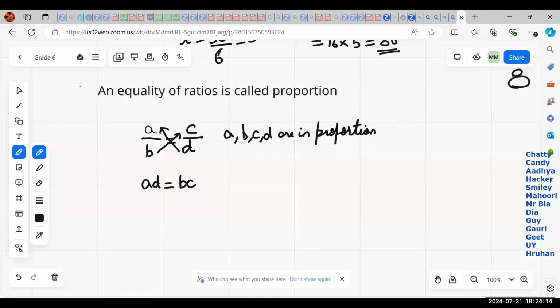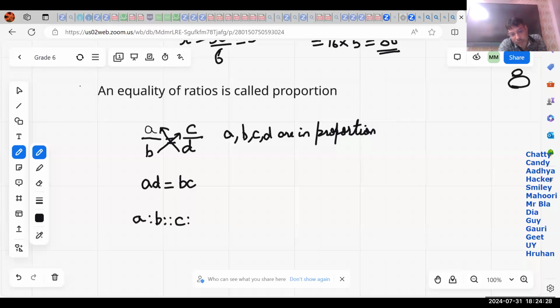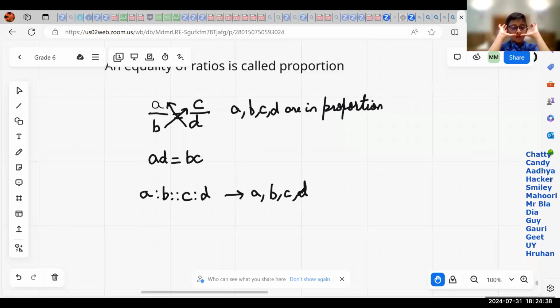Yes or no? Now, guys, example. I will give you a lot of examples. First, let's understand the definition. Suppose we have A is to B and then the equality sign C is to D. So it means that A, B, C, D are in proportion. This also means that, correct? So, yes or no?